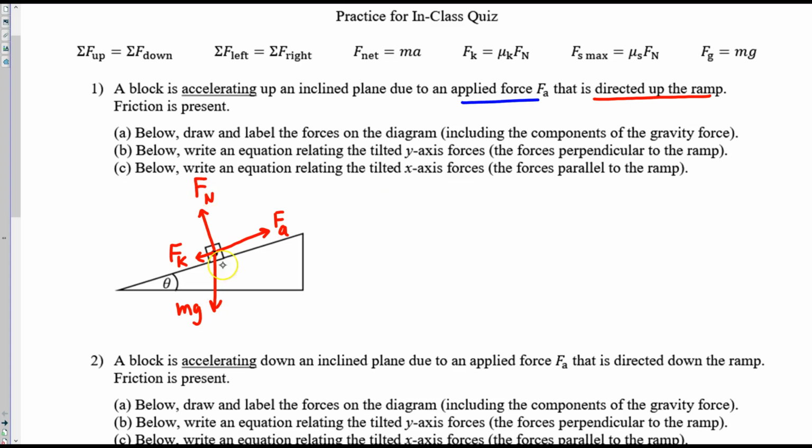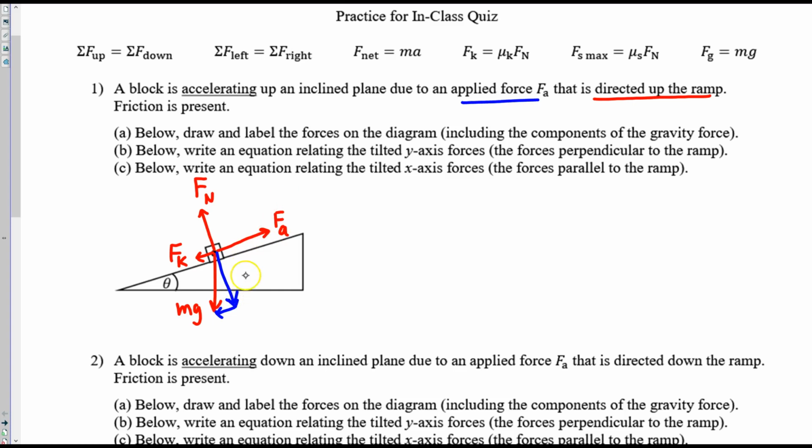We also have to draw the components of gravity. Remember that we're not using a traditional x and y axis. Instead, we're rotating it, and we're using an axis. One will be perpendicular to the ramp. The other axis will be parallel to the ramp. And because we rotate it, the components of gravity are tilted as well.